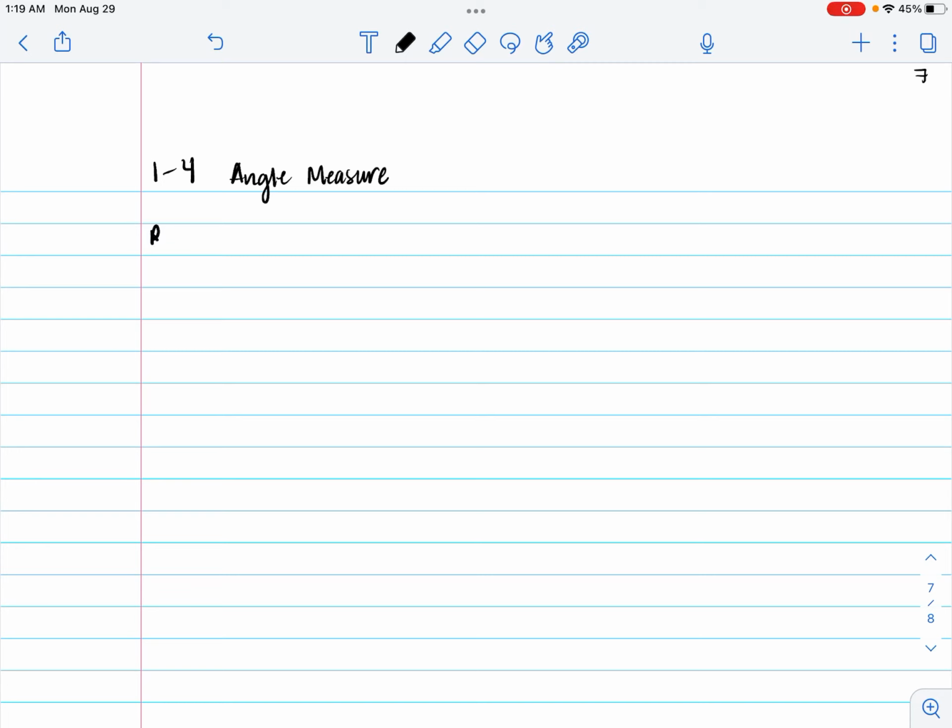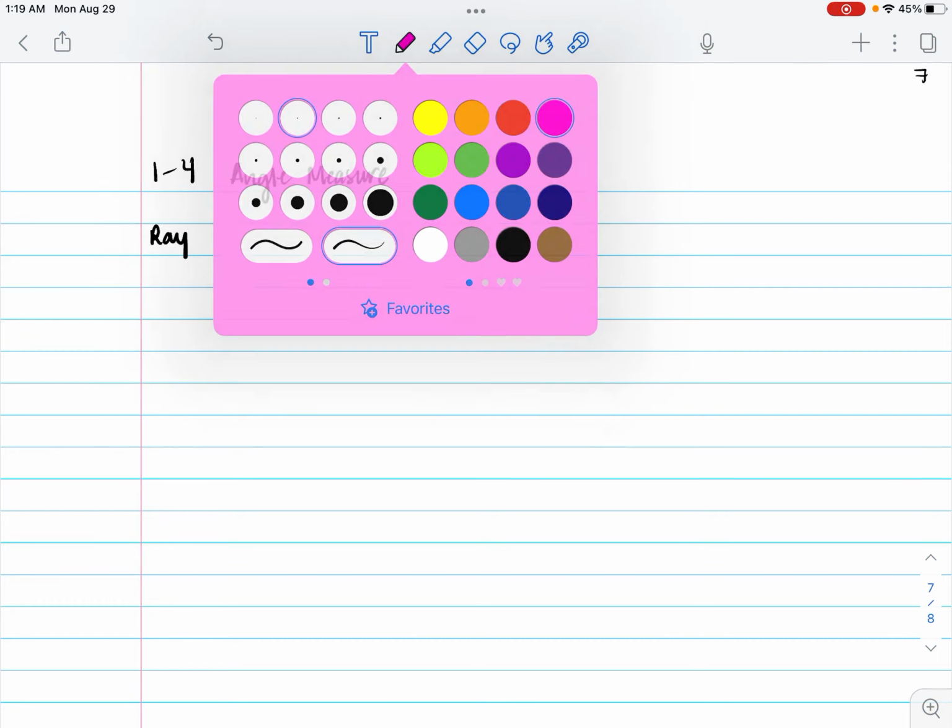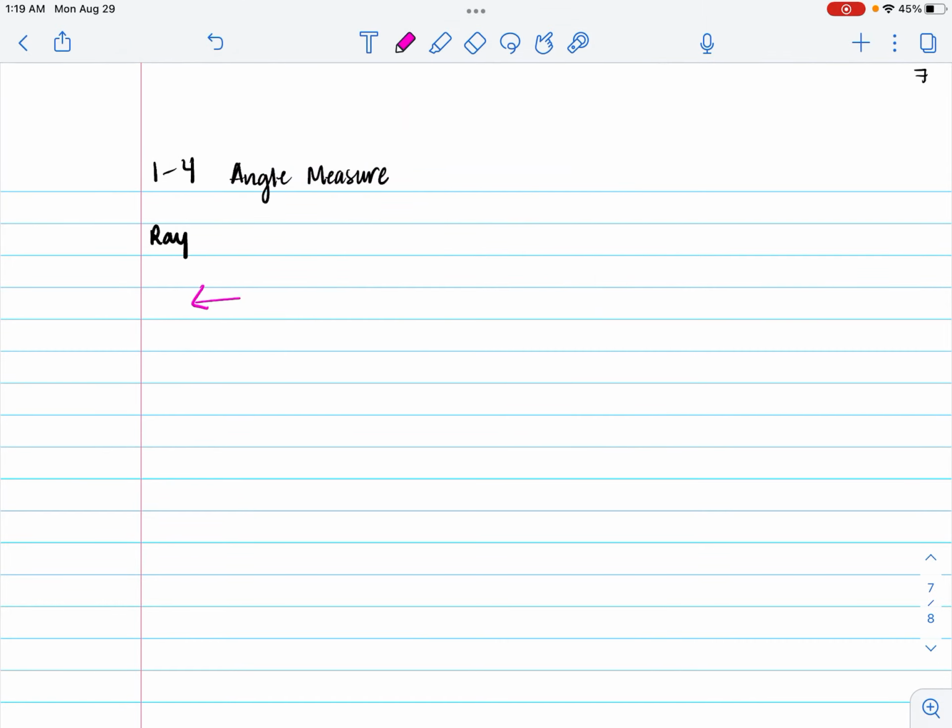Let's start with our first definition, and that is a ray. This is going to be our third version of a line, and it's actually kind of cool because if you remember, I'm going to put this in pink, a line has two arrows on both ends, which means it goes on infinitely in both directions. We also talk about segments, which have no arrows on either end.